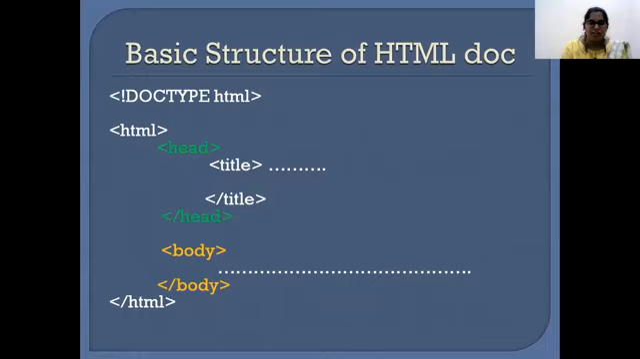Let us move on to the basic structure of the HTML document. So this is the basic structure of the HTML document. As I told you, here you can see many tags. Firstly, we can see the HTML tag, head tag, followed by title, title closing, head closing, followed by body opening and body closing tag. Finally, HTML closing tag. This is the basic structure.